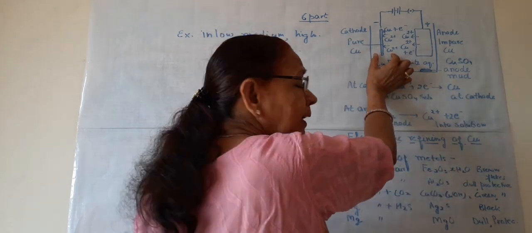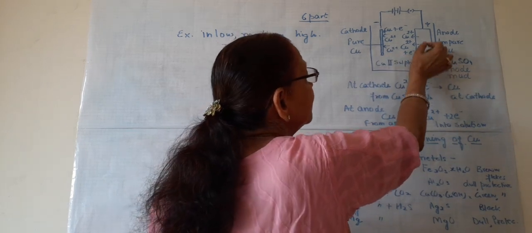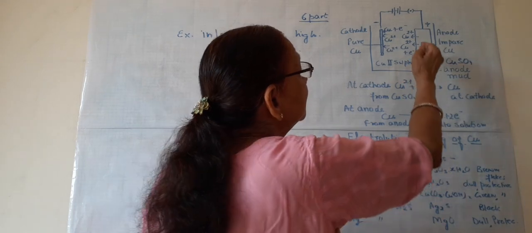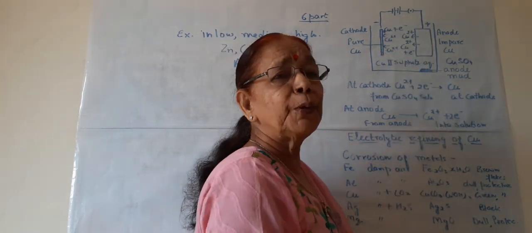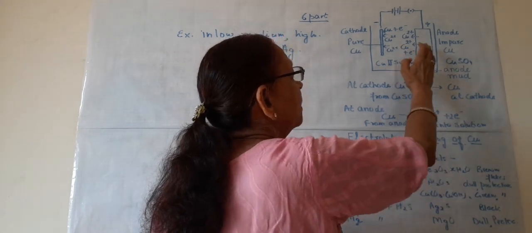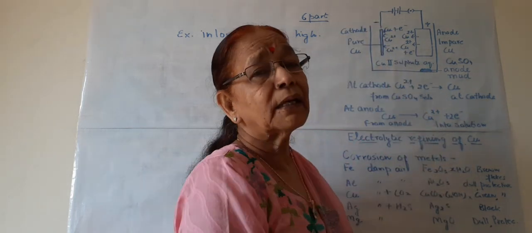The cathode becomes thick, with very pure copper, about 99%, and the anode becomes a thin strip. Afterwards, this strip is changed with another impure copper block. So this is how the copper from here comes here and is deposited on this cathode.